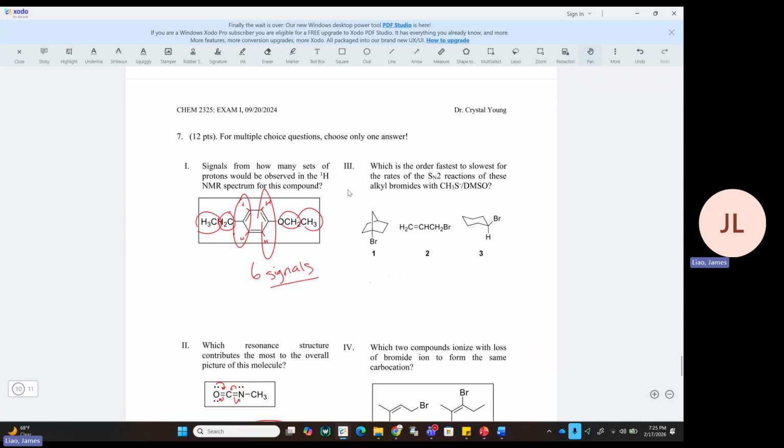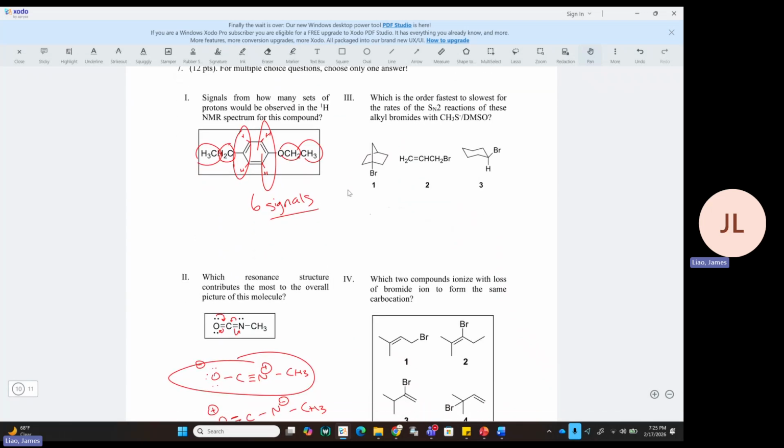Okay. The third part asks for the order from fastest to slowest for the rates of an SN2 reaction of these alkyl bromides with methyl thiolate in DMSO. So basically, we're trying to figure out which one reacts fastest as possible, these alkyl halides with this nucleophile in DMSO.